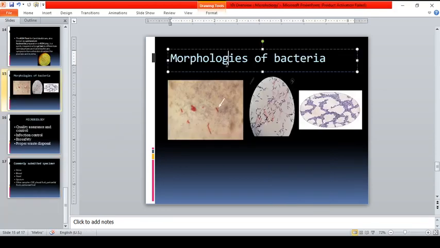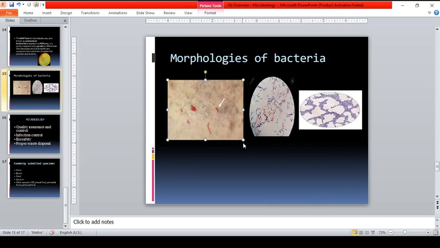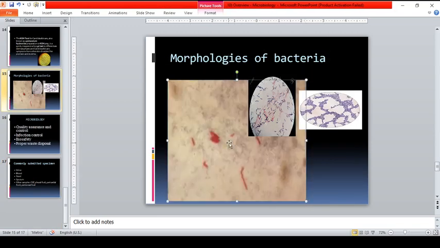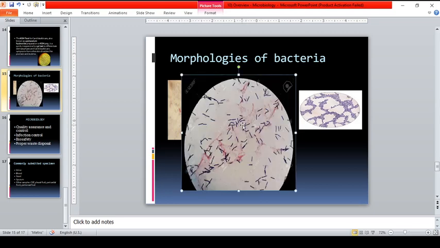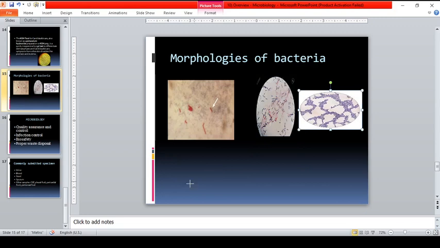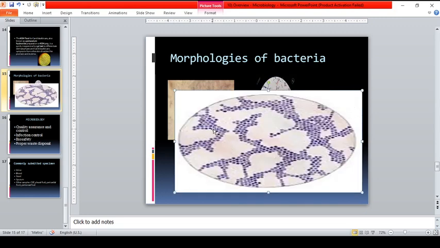Okay, so we have morphologies of bacteria. We have here bacilli. Kapag bacilli, okay, elongated. Okay, pahaba. Pag cocobacilli, so we have here, that is in between cocci and bacilli. And we have the cocci kapag spherical siya or bilog-bilog. Okay, so pag bilog-bilog, that is cocci.